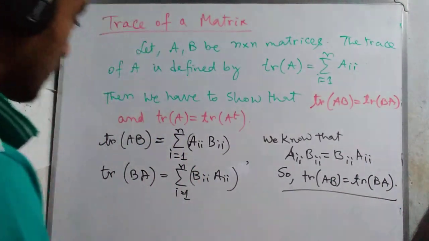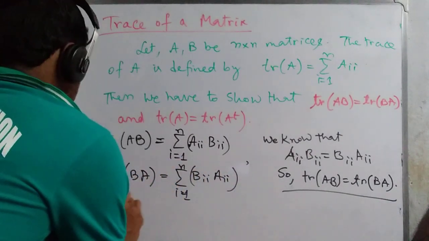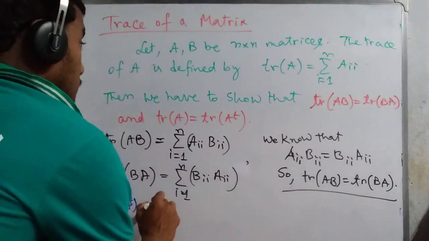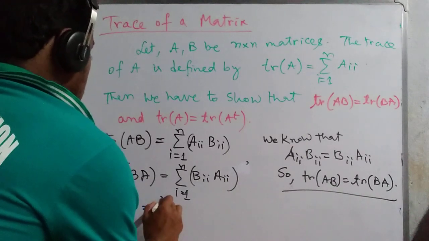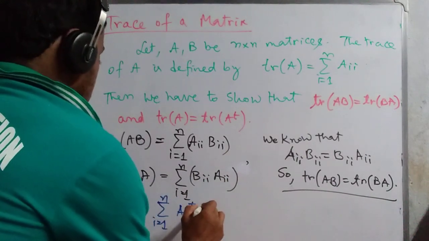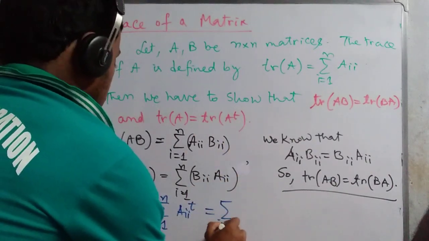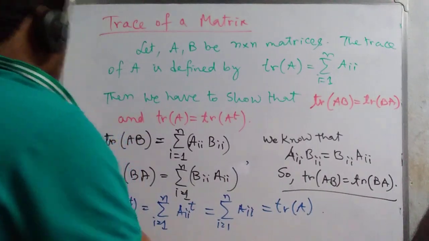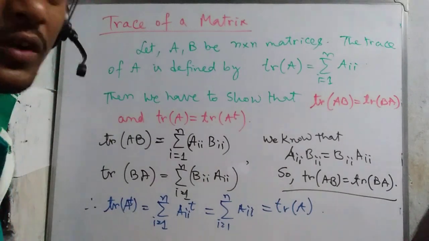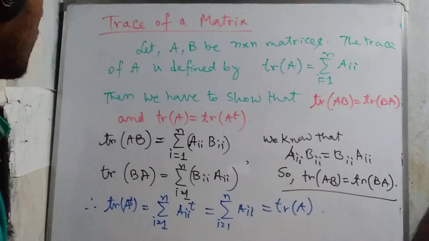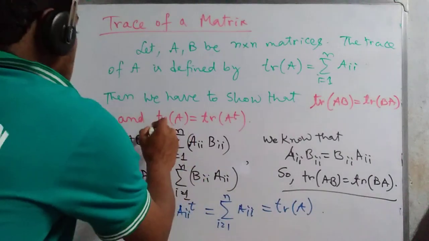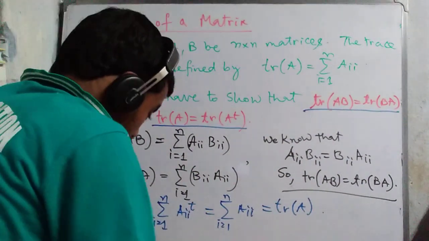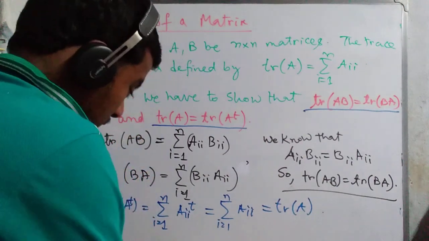And then we also discuss that trace of A transpose equals summation i equal to 1 to n of a_ii transpose, which equals summation i equal to 1 to n of a_ii, which equals trace of A. So in this way we discuss some properties of trace, and we easily prove that trace of AB equals trace of BA and trace of A equals trace of A transpose.